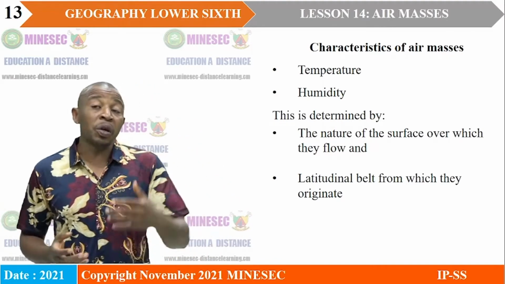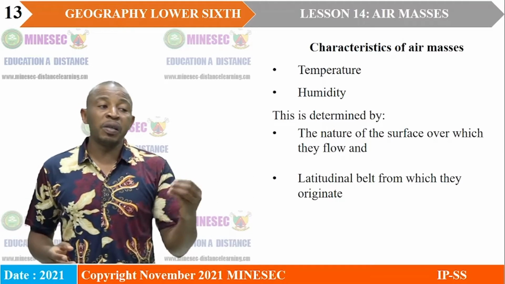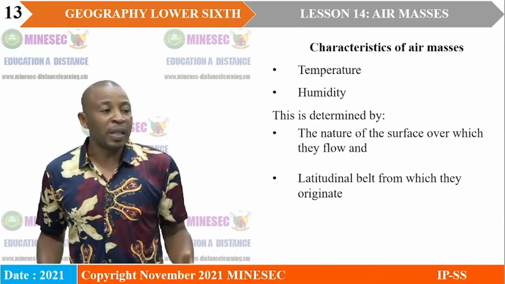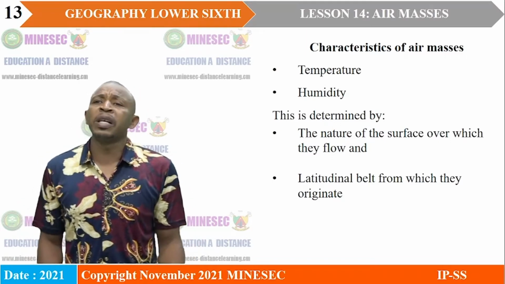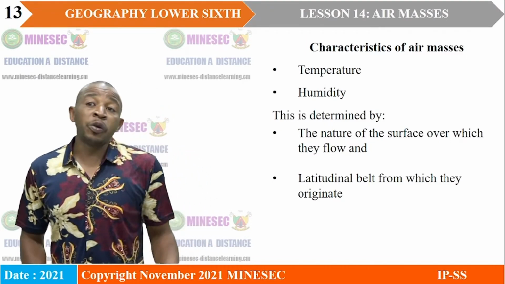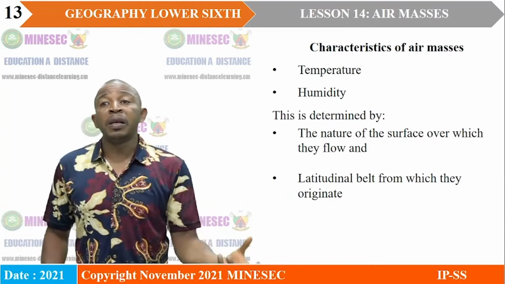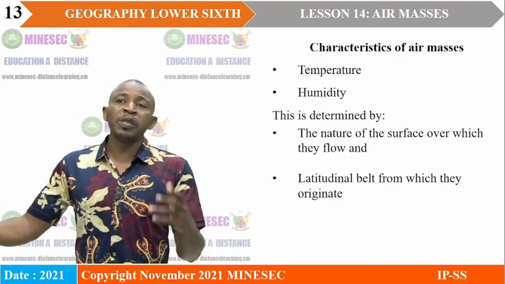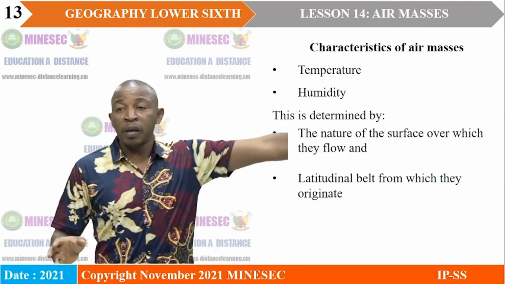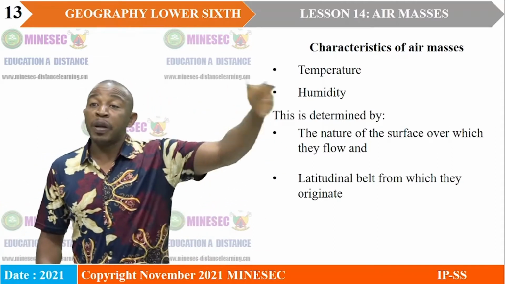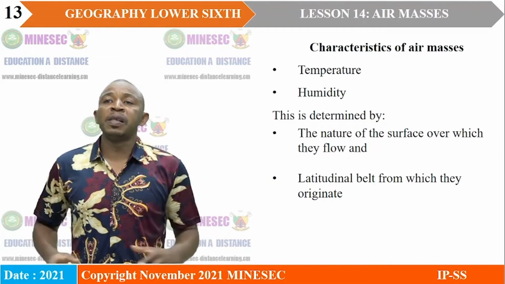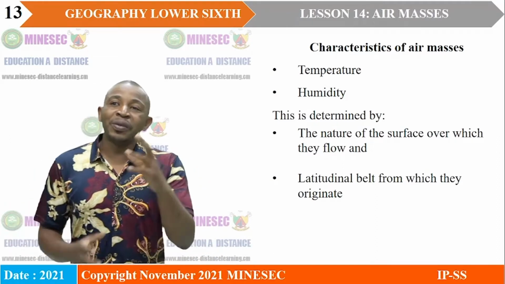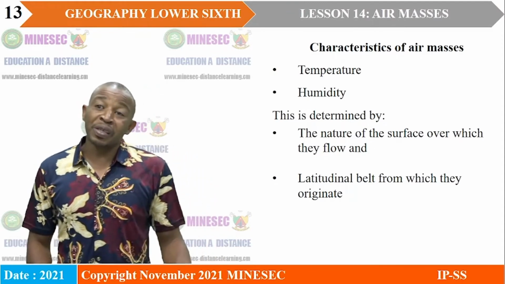Some air masses contain much water. This is more in the case of air masses that move from the sea towards the land, referred to as maritime air masses. As they are moving over the sea, they carry some water, so they are usually very moist. Those that flow from the land, over the continent, maybe into the sea, are usually very dry and in most cases cold. So these are the main characteristics of air masses.